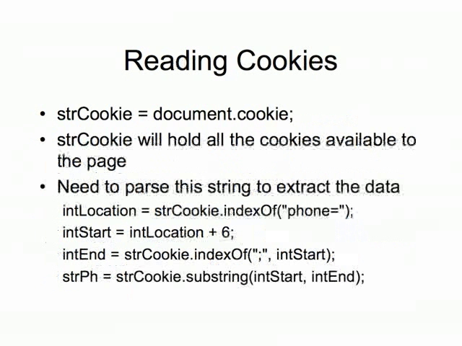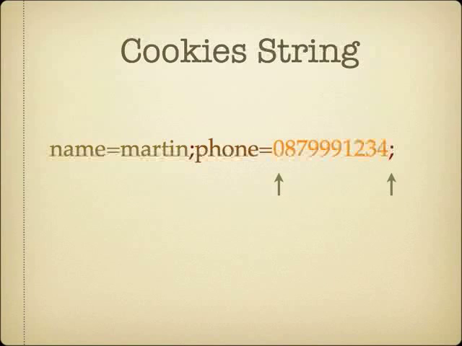Now, reading a cookie is a bit complicated because it's just a big string, and we have to extract the information we want out of that string using some JavaScript code. We can assign the contents of a cookie to a variable fairly easily. Here we're saying strCookie is assigned document.cookie. So now strCookie will hold all of the cookies available to this page, and they'll be in a long string delimited by semicolons. The next thing we have to do now is extract the actual cookie we want from this long string. Let's say we want to get the phone number.